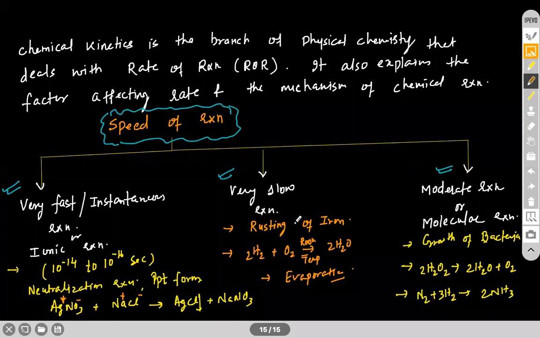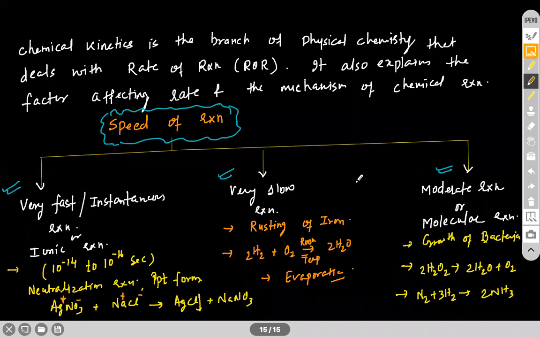Okay, very slow. What happens? It takes months or years to finish. Okay, 2, 3, 4, 5 months like that. So for this kind of reaction also, there's no practical importance in finding out the rate because it's very slow. So here we do not have practical importance, and for a very fast reaction, it's very difficult to find out the rate of the reaction.